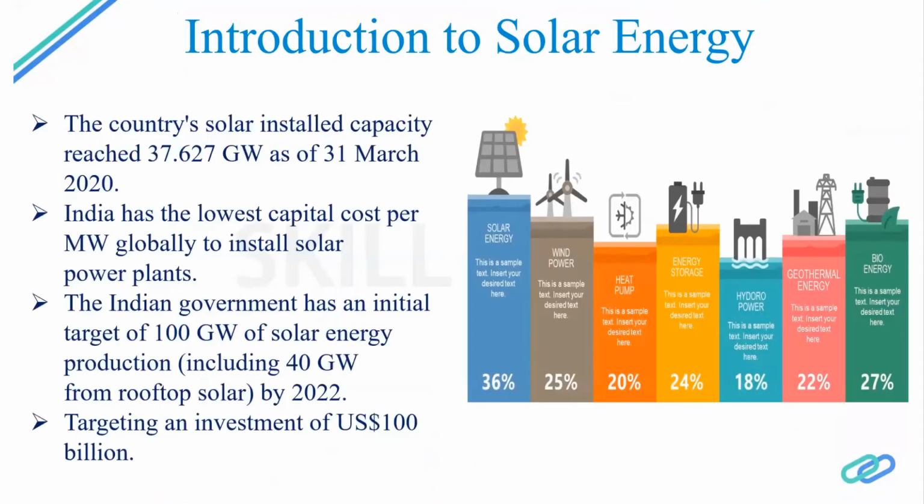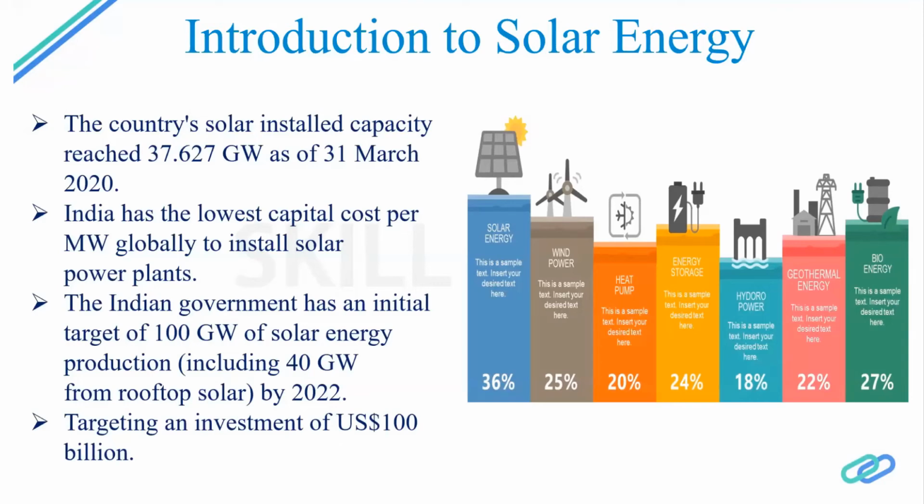So if we combine these two things, like PV and hydro or PV and wind, we can take advantage of the climate. If we look at the Indian scenario, the country's total solar installed capacity reached 37.627 gigawatts as of 31st March 2020. Compared to other renewable energy sources, the share of solar energy is a little bit high. As we know, the climate in India is totally appropriate for the installation of solar plants, and that's the reason India has the lowest capital cost per megawatt of power generation compared to any other country in the world.